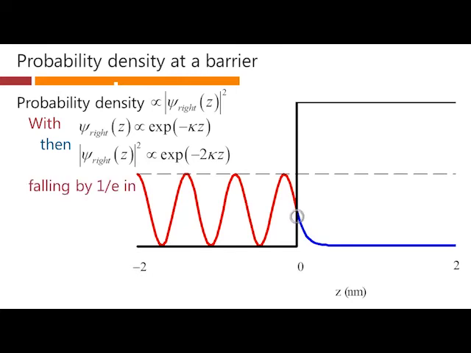So we're falling by 1 over e here in about 0.1 nanometers or 1 angstrom, because we're now falling at e to the minus 2 kappa z. And this is a favorite trick of quantum mechanics professors in setting exam questions, is to trick the students who will give you the answer for this decay length and not this decay length here when we talk about probability densities.